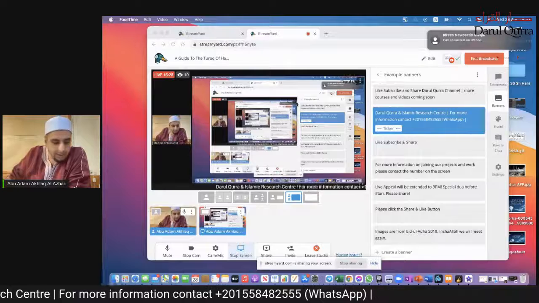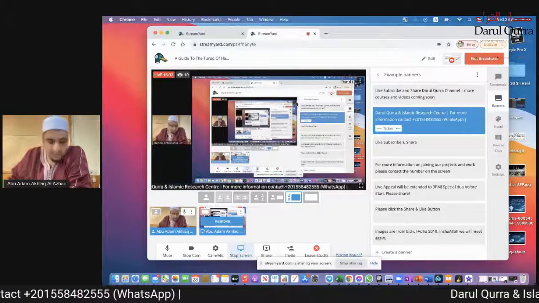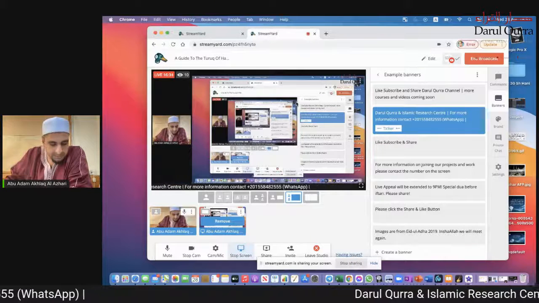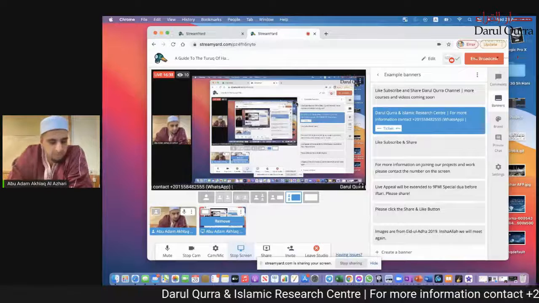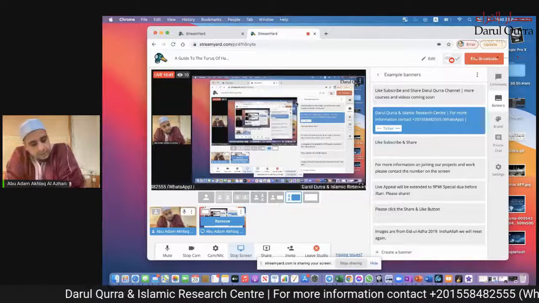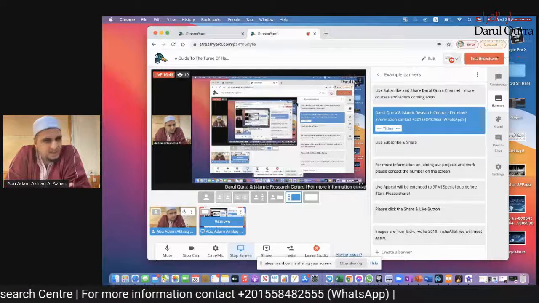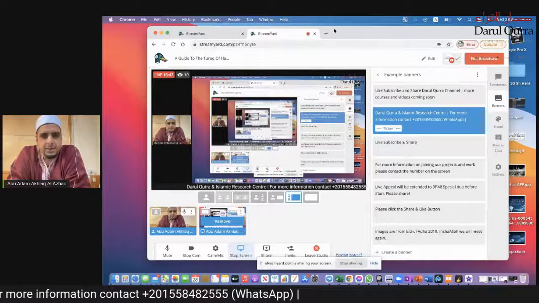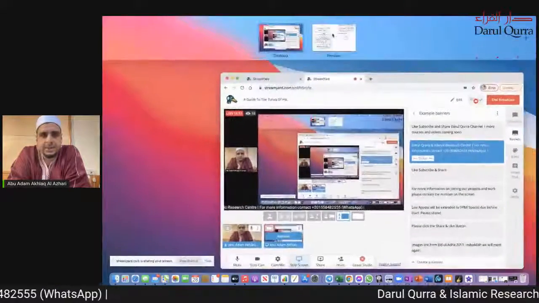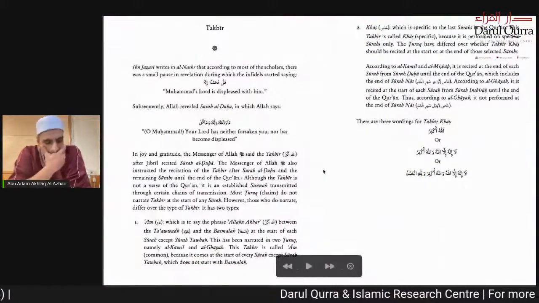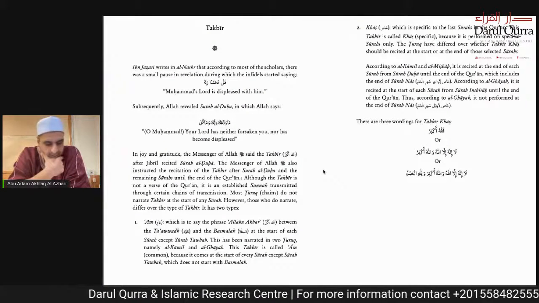So, Al-Kamil and Al-Ghaya, it has been narrated in these two turuq. Now, this takbir is called am, common, because it comes at the start of every surah except Surah Tawbah. So it's am, it's normal, on every single surah that it comes upon in the Quran. So it's not specific on any chapter.